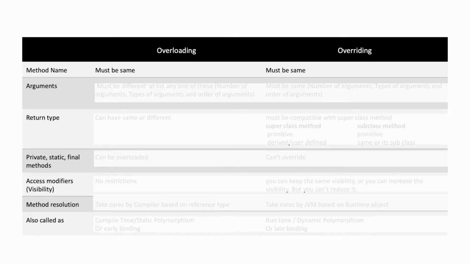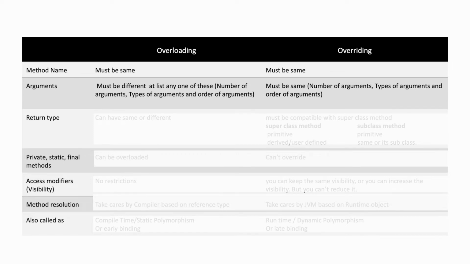Method name. The name of the method should be the same in overloading and in overriding. In method overloading, arguments must be different, at least one of these: number of arguments, type of arguments, and order of arguments. If two methods have the same, then we can consider them duplicates. So the overloaded method should have a different number of arguments, type of arguments, or order of arguments.